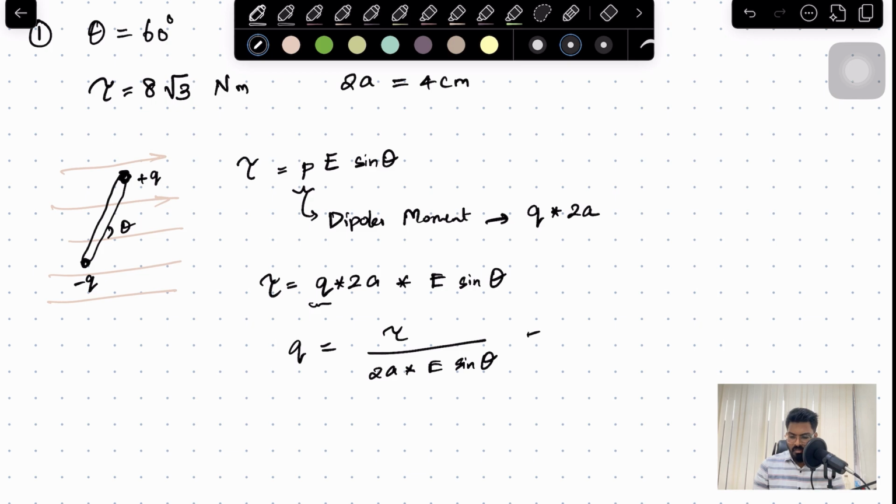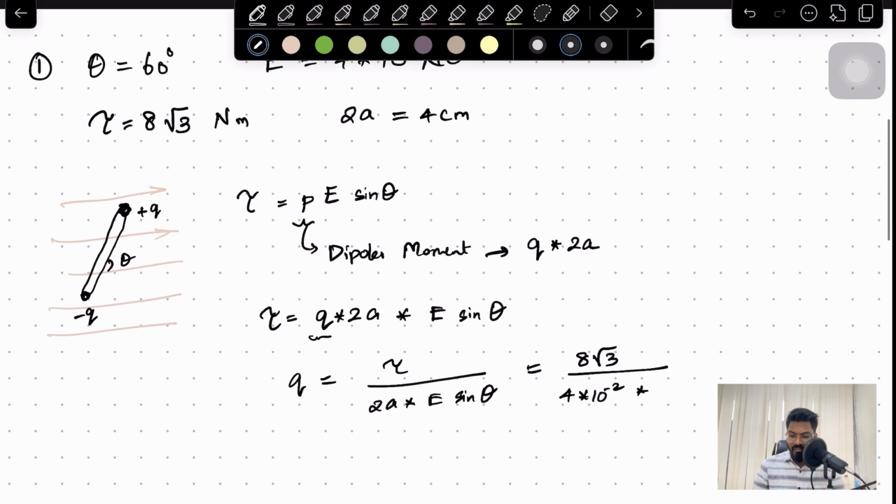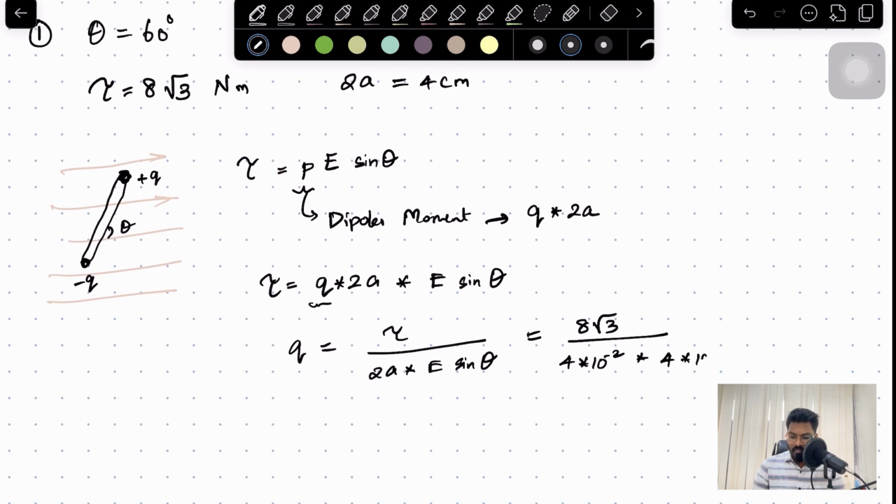Now let's substitute 8 root 3 for tau. 2a is 4 centimeter; I'm going to write it as 4 into 10 to the power minus 2 meter. Then E is given as 4 into 10 to the power 5. And finally, we have sine theta, which is root 3 by 2. Now we solve for this. We get 10 to the power minus 3 Coulomb, or I can write it as 1 millicoulomb.